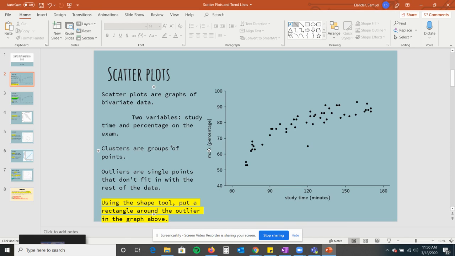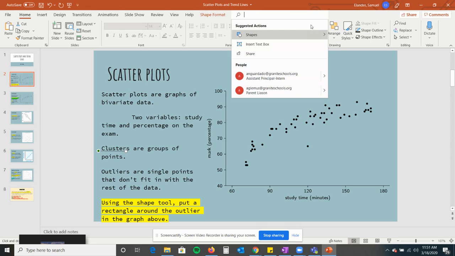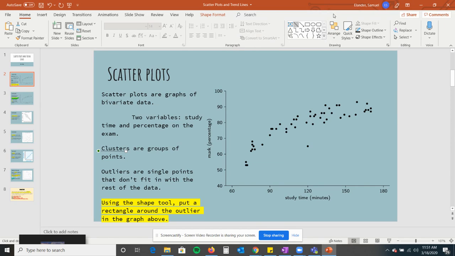Clusters is one of our vocab words that we talked about. Clusters are groups of points. Whether it's happenstance or we know it's going to happen, clusters are those groups of points, and they can tell us different things in data. So that was one of our vocab words.